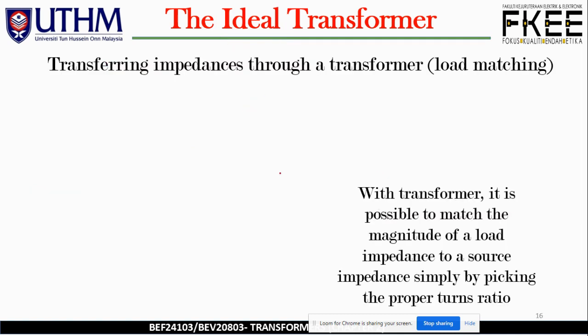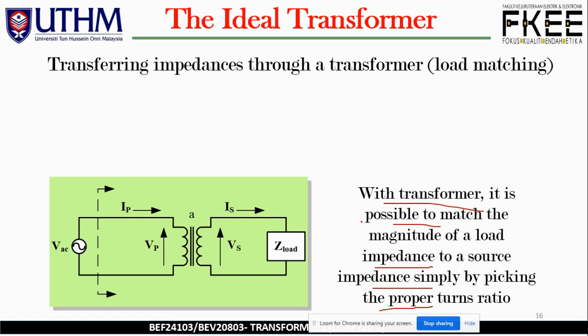And then transferring impedance through a transformer, or load matching. With a transformer, it is possible to match the magnitude of a load impedance to a source impedance simply by picking the proper turns ratio. So here, this is how the equivalent circuit looks.